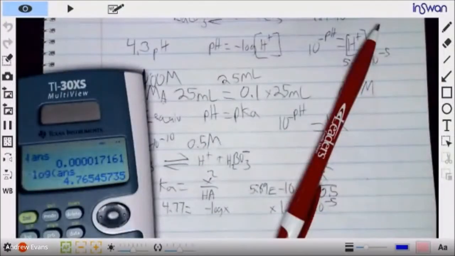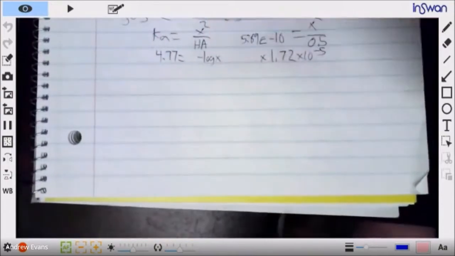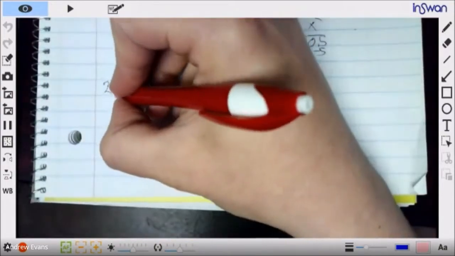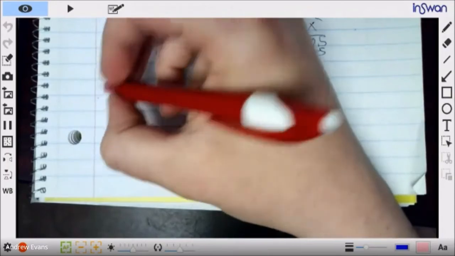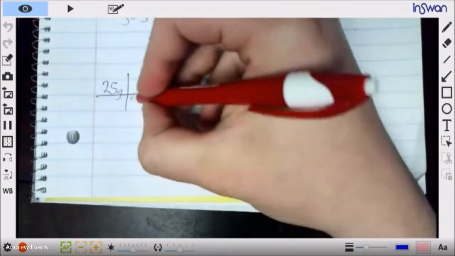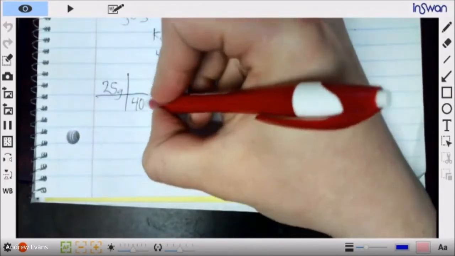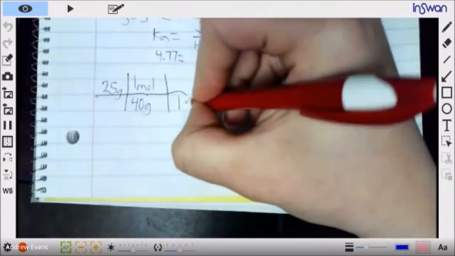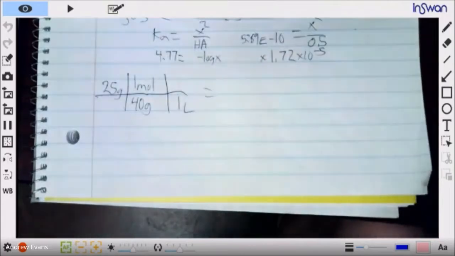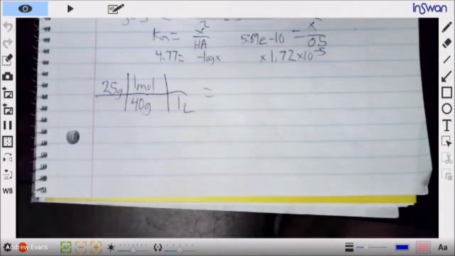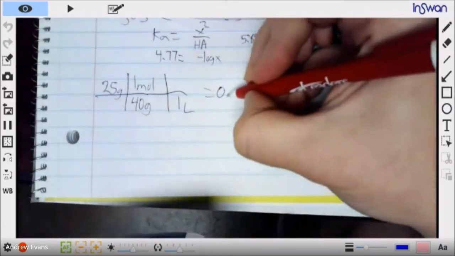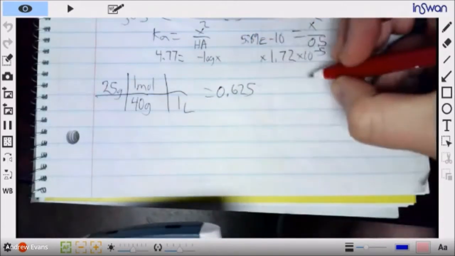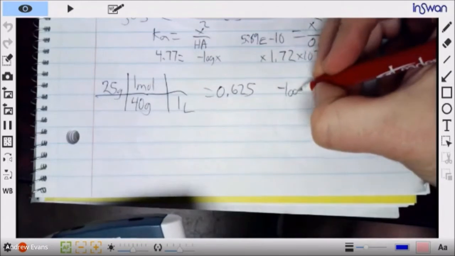This one's actually easy but hard because you have to think about it. 25 grams in 1 liter. The molar mass of sodium hydroxide is 40 grams in 1 mole. So what is the molarity of sodium hydroxide? The molarity is 0.625.